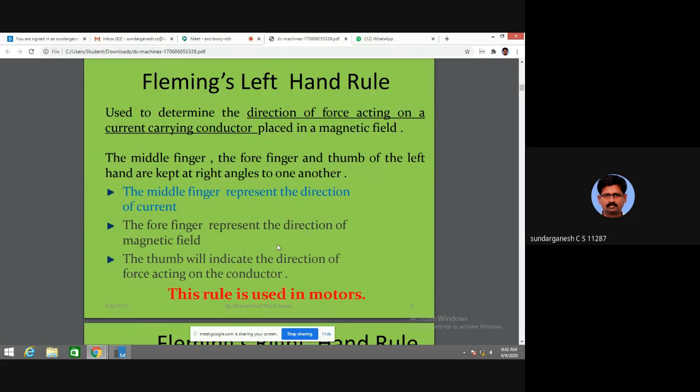The forefinger represents the direction of the magnetic field. The thumb indicates the direction of the force acting on the conductor. The force acting on the conductor means whether it rotates clockwise or anti-clockwise. This rule is used in motors.